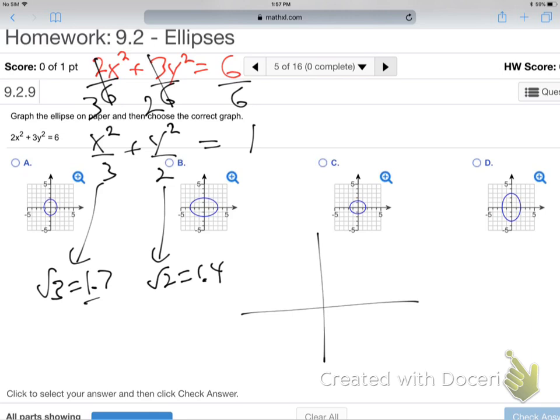So whatever's underneath x, this is right, left. So 1, 2, 1, 2. I'm going to go 1.7. Where's that? About like that. Kind of close to 2. Right? Somewhat close to 2. So that's positive 1.7, negative 1.7. And then up and down 1.4. So 1, 2, 1, 2. Up 1.4. That's like a little below 1.5.